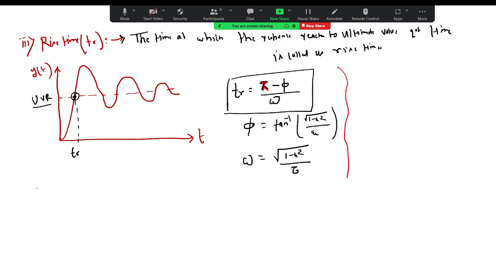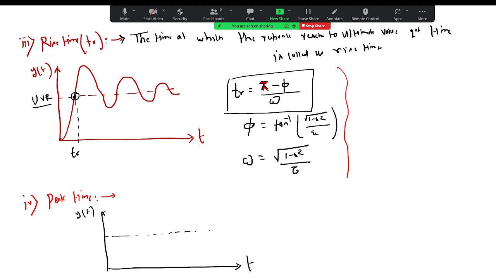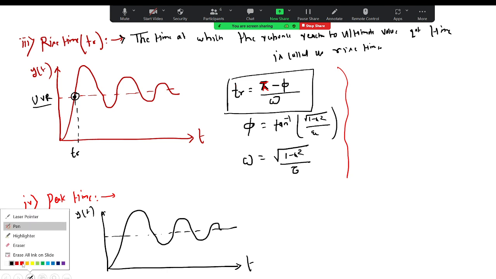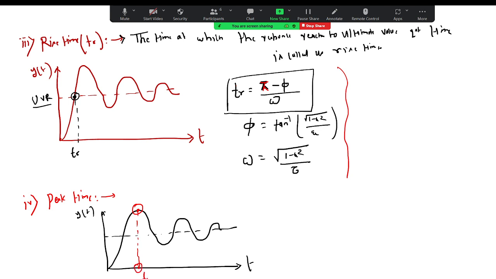Now the fourth parameter that comes is peak time. When we talk about peak time, our second order underdamped response, which I'm drawing so many times, looks like this, right? So what is peak time? This one is your peak maximum. The time at which this reaches its maximum value for the first time is TP. You can write, this is your peak time.